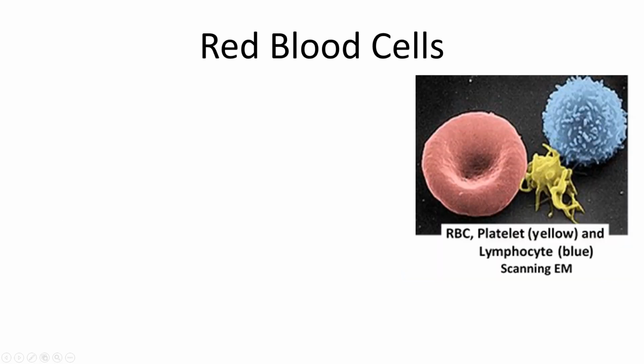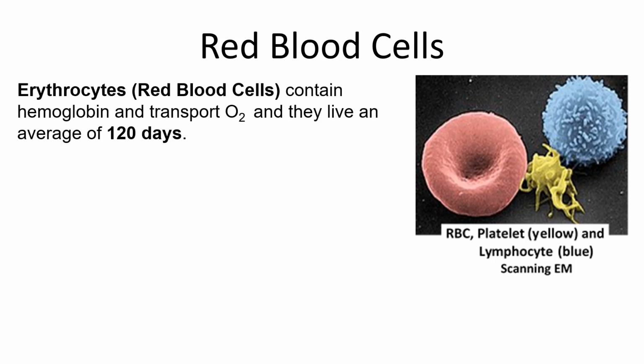Now, red blood cells are pictured here. You can see the red blood cell in pink, a lymphocyte in blue, and platelets in yellow, in relative size of these cells, so you can see what they look like. The erythrocytes contain hemoglobin and transport oxygen. They live an average 120 days. And you can see they're disc-like cells with a concave middle, and that allows greater surface area so oxygen can bind more readily.